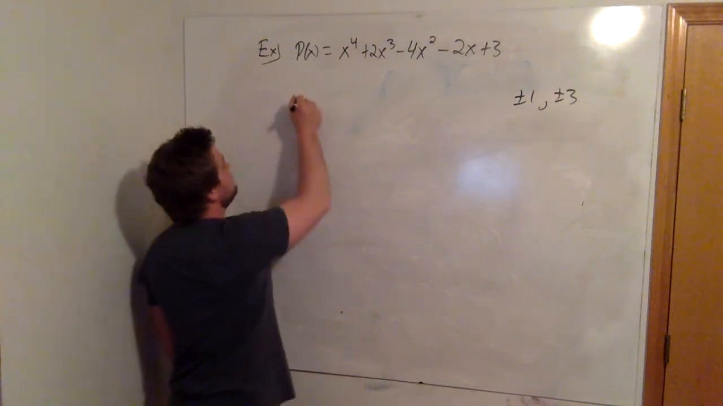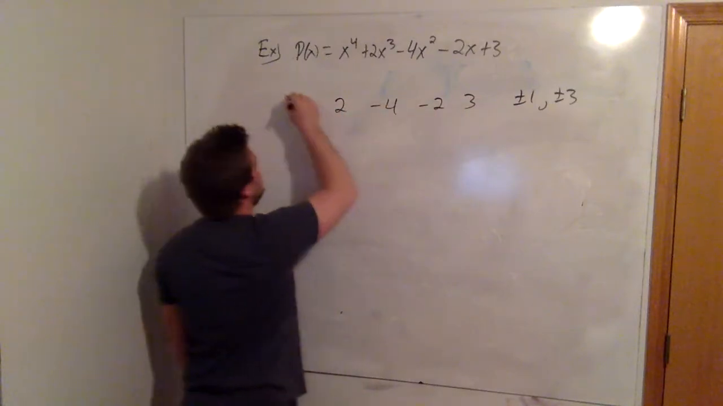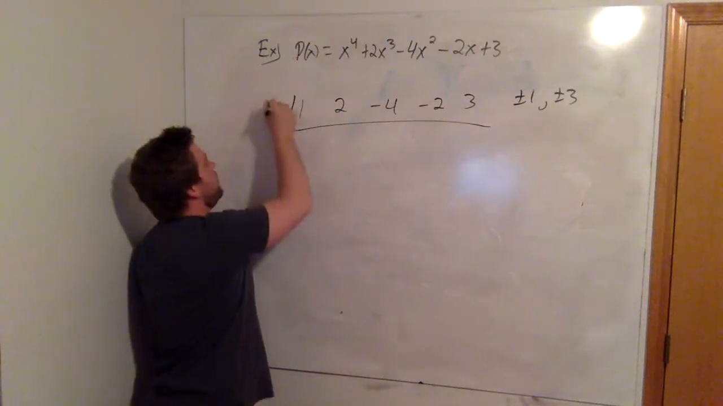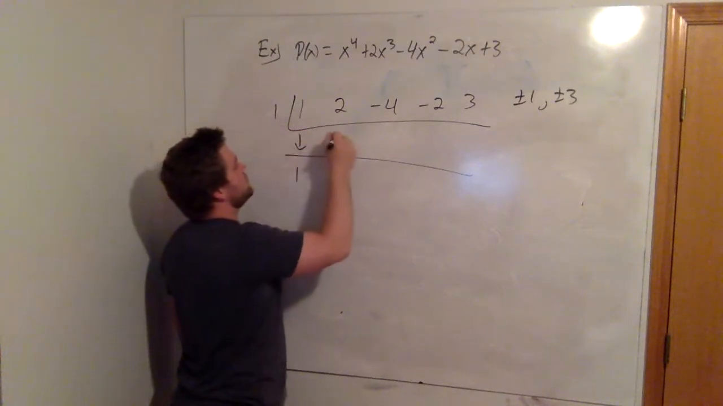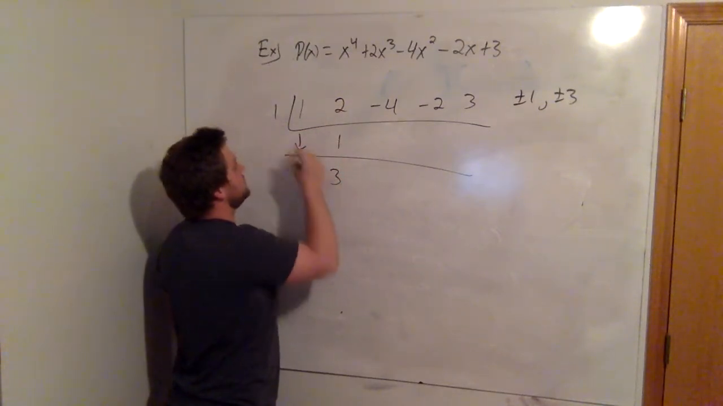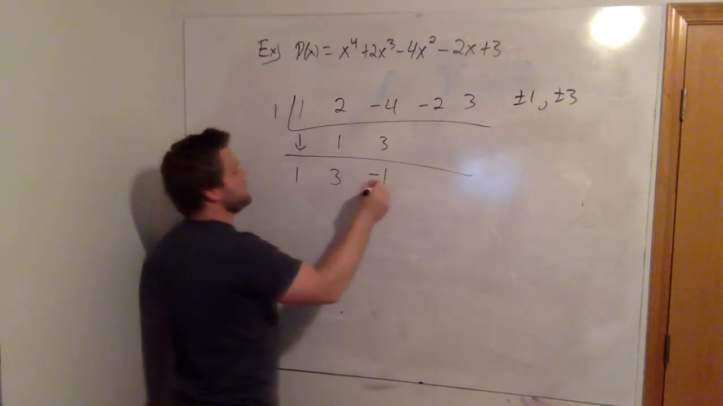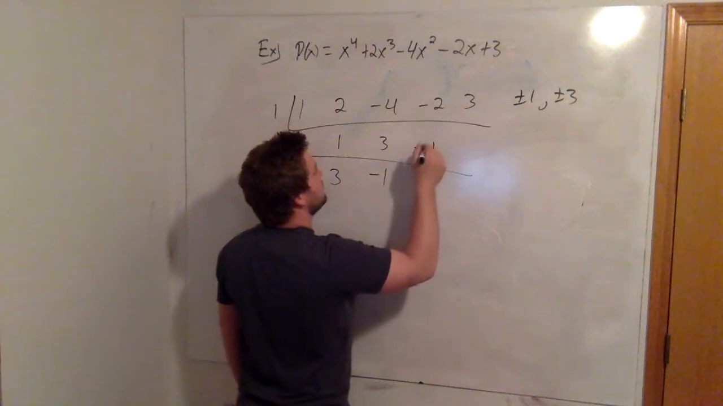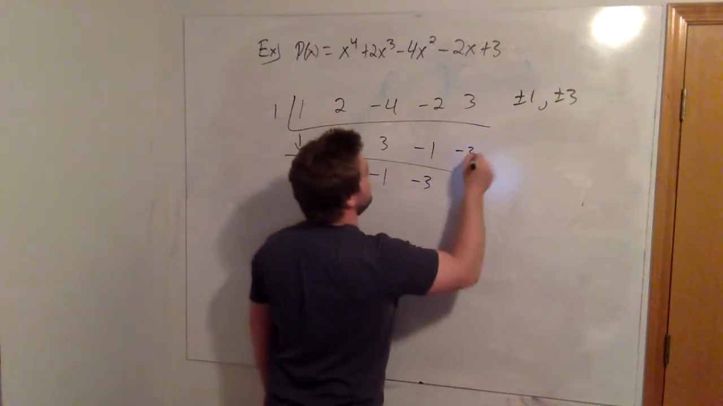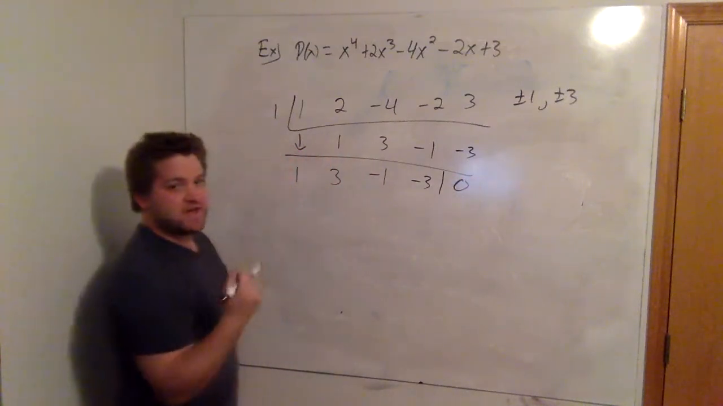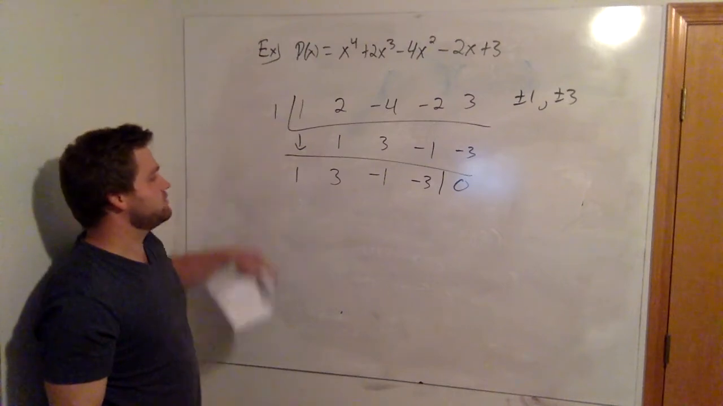Okay, so let's do synthetic division. 1, 2, negative 4, negative 2, and 3. Let's check 1. So we'll bring down the 1. 1 times 1 is 1. 2 plus 1 is 3. 1 times 3 is 3. 3 plus negative 4 is negative 1. 1 times negative 1 is negative 1. Negative 1 plus negative 1 is negative 3. And oh my goodness, 1 times negative 3 is negative 3. Add those together, we get 0. Yes! So 1 is a root of this polynomial, so x minus 1 is a factor.